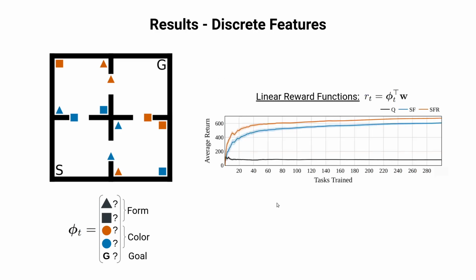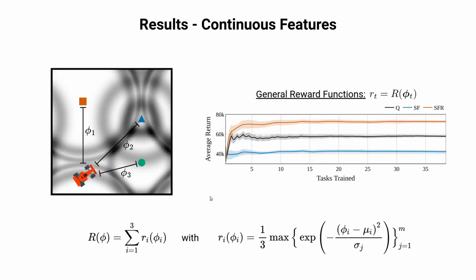Interestingly, even for reward functions that can be linearly composed, the new successor feature representation approach outperforms the classical successor feature method. And going back to our environment with the Gaussian reward functions, we can now see that our new approach in orange here, can be used for transfer.